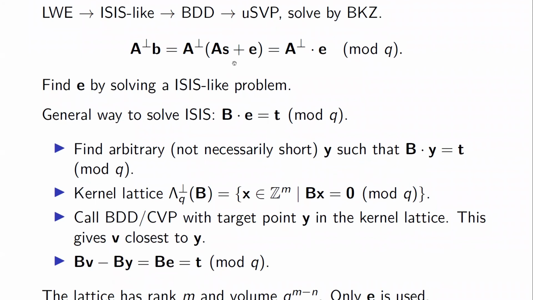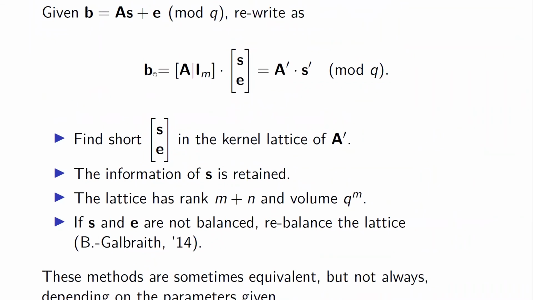So there is yet another attack, which is similar to the systematic form of some larger A. I simply combine A and the identity matrix and combine S and E. So I have A and I, times S and E concatenated, equals B. Again, this gives me a new LWE-like matrix A prime. So A prime times S prime equals B. The task is to find S and E in the kernel lattice formed by A prime. That's exactly the same as before, except I use a wider matrix A prime.